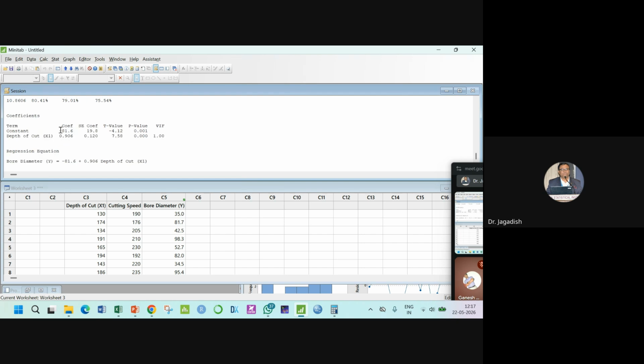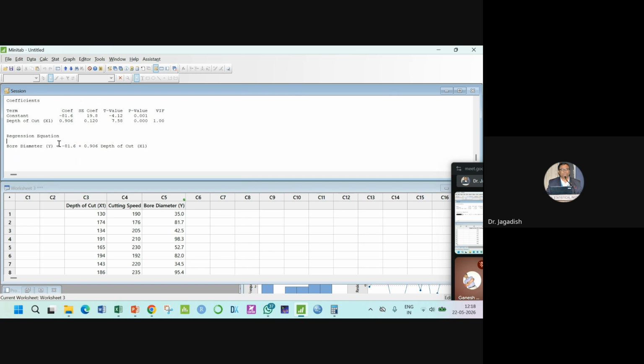The coefficient is given here. The constant is alpha, as I was mentioning: minus 81.6, and beta is 0.906. By using these coefficients, we can formulate the equation: minus 81.6 plus beta times depth of cut, that is, beta into x1. These coefficients will change again and again when you change the data. If your data is the same, the coefficients will be the same. Now by using this equation, we can do many exercises.